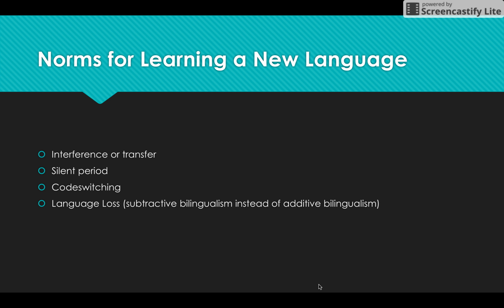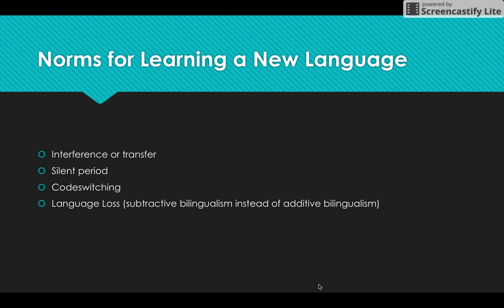Students also may experience a silent period. This is when a new kid comes in and they're not comfortable with speaking yet. They're focused on listening to others use the new language and trying to comprehend what others are saying and how to use the new language. The silent period is usually longer for younger students and younger children. It can be a few weeks, it could be a few months, it can last for up to a year. So that's another norm that you might expect to see in a new English language learner.